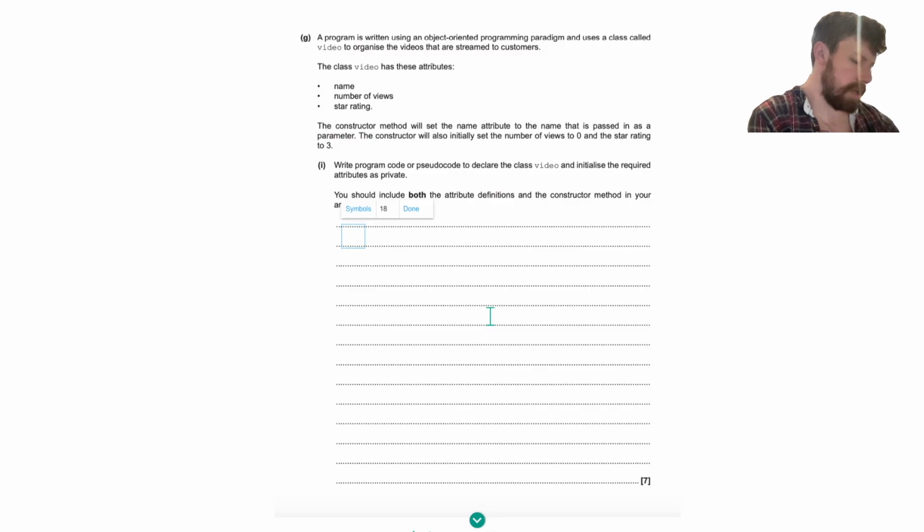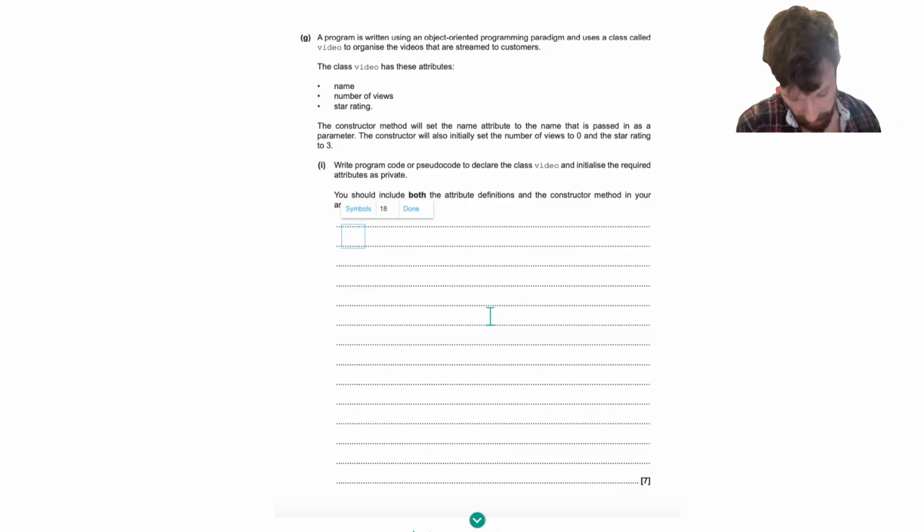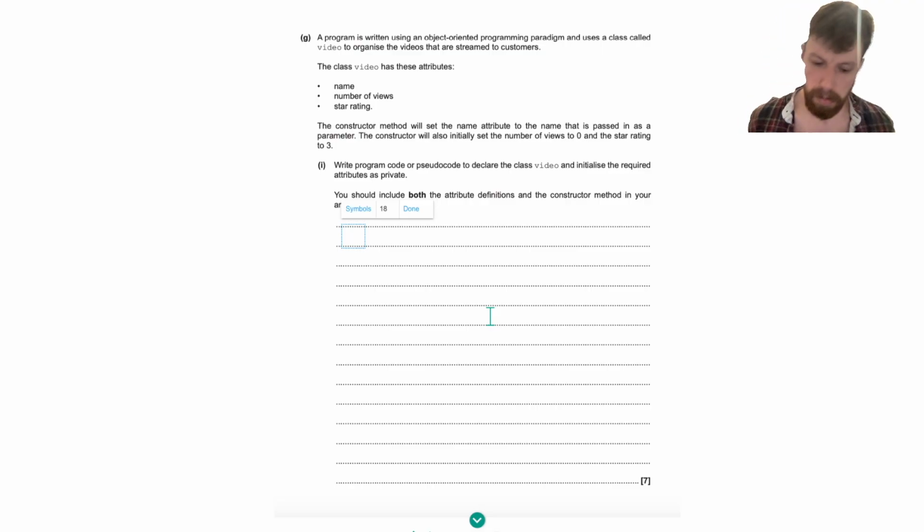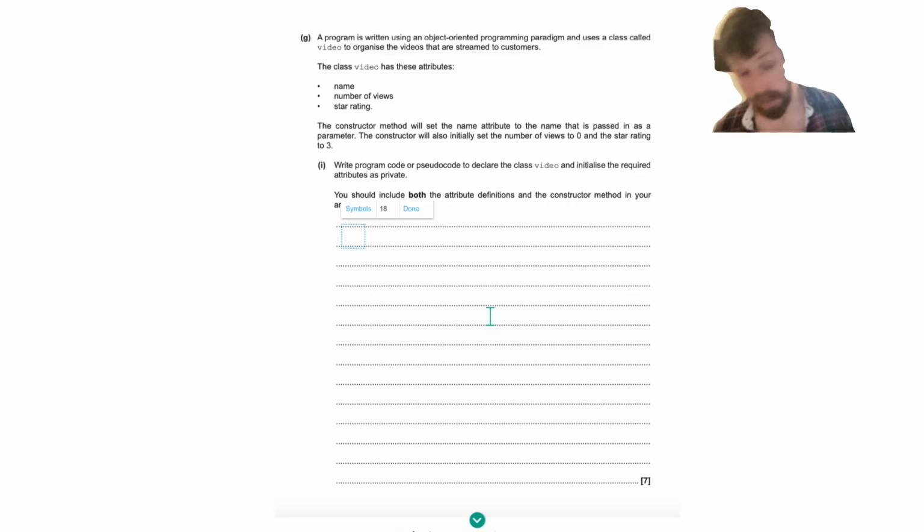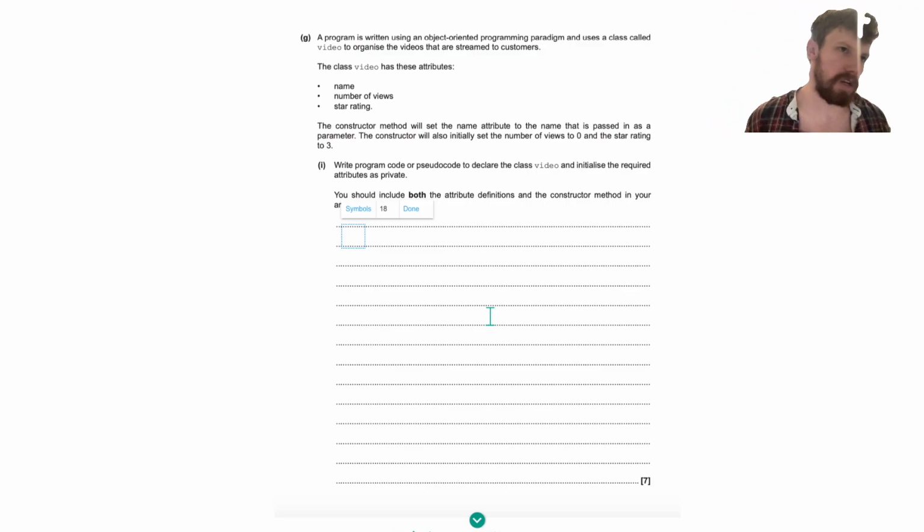in the A-level community, we always talk about how OOP questions are literally exactly the same every single time, apart from obviously they change the scenario. They always ask you about the constructor, they always ask you about getters and setters, they always ask you about inheritance, and they follow a pattern every single time. So let's have a look at how we do it.